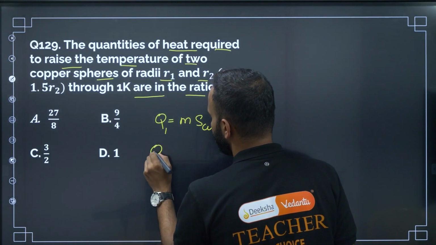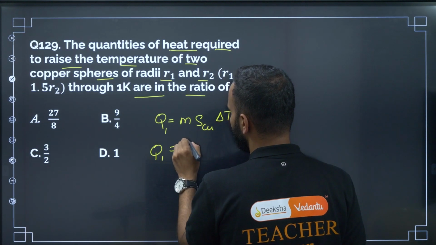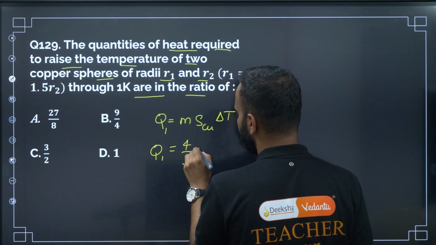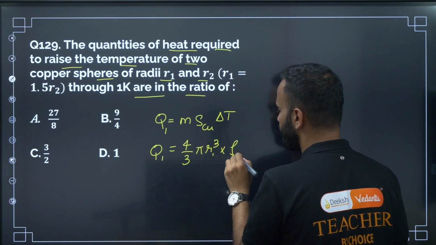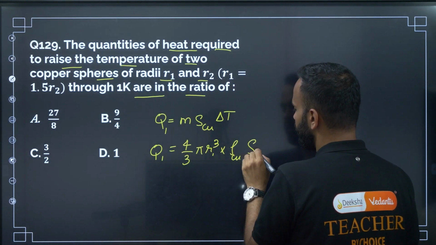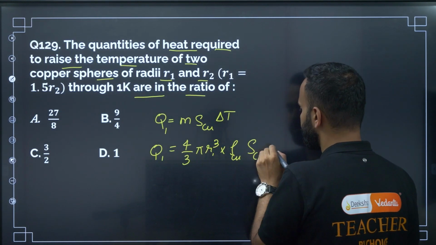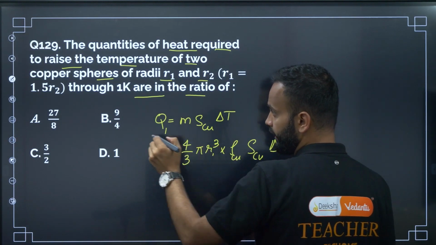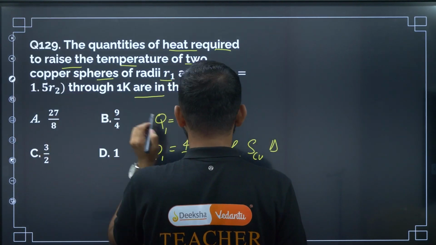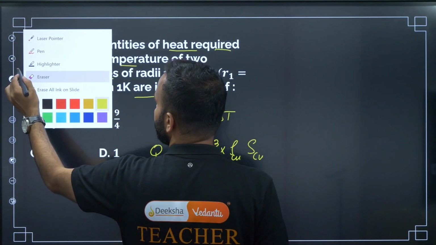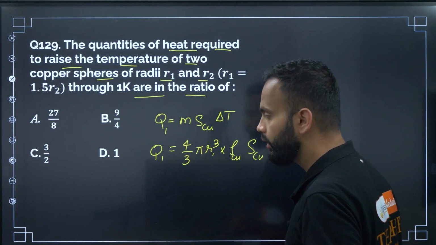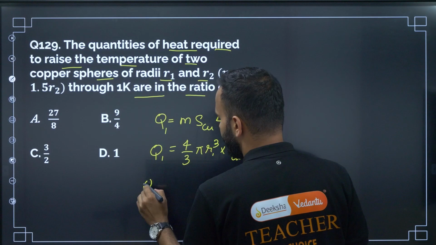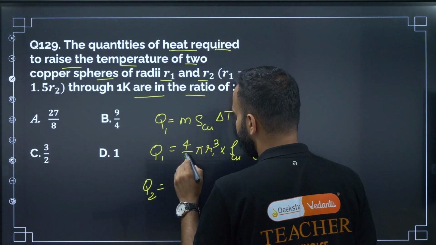Mass of the sphere is volume of the sphere into density of the sphere. So now Q1 is equal to volume of the copper sphere 4/3 pi R1 cube into density of the copper sphere into specific heat of copper sphere into delta T. Delta T equal to 1, right? Delta T is equal to 1 Kelvin. Okay. Similarly, I can write Q2 as here.